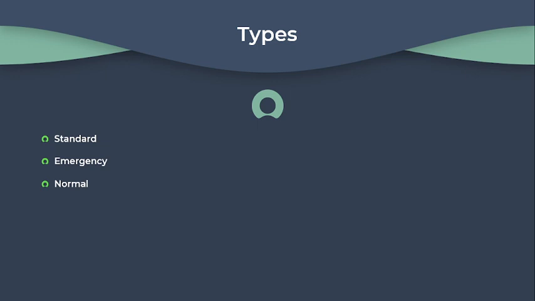These changes are not planned in advance and bypass the standard change management process due to their urgency. However, they still require a post implementation review to ensure that the emergency change was executed correctly. So these are the different types of change.